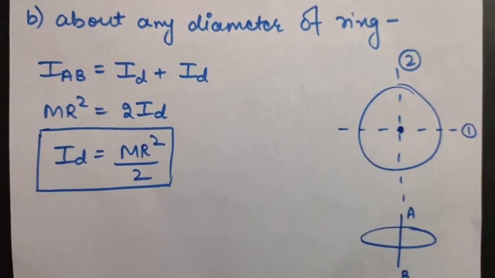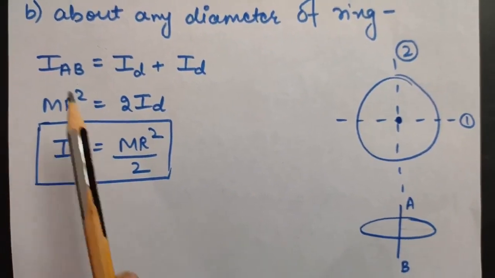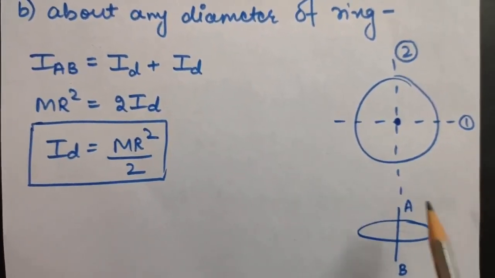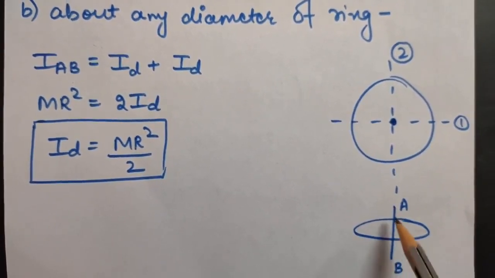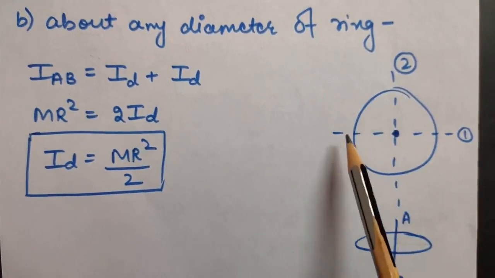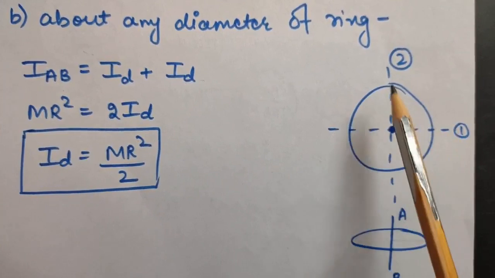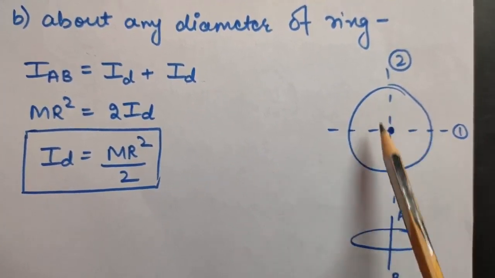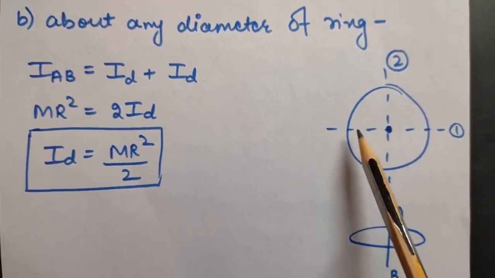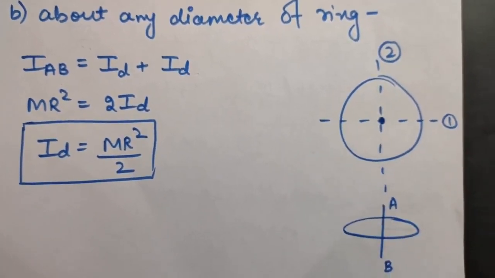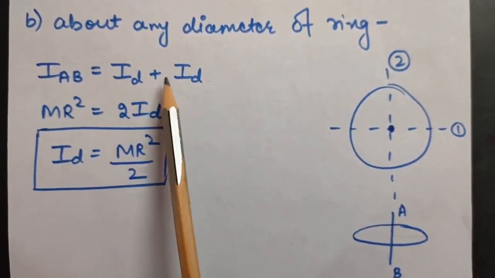Now if you remember the perpendicular axis theorem, that says I_AB will be equal to, now see, what was the perpendicular axis theorem? The moment of inertia about any axis perpendicular to the body will be equal to the sum of the moments of inertia about two axes which are mutually perpendicular. These diameters are mutually perpendicular to each other, and they are meeting at a point from where this axis will pass. So all these 3 axes are mutually perpendicular to each other. Therefore we can write I_AB is equal to I_D plus I_D.